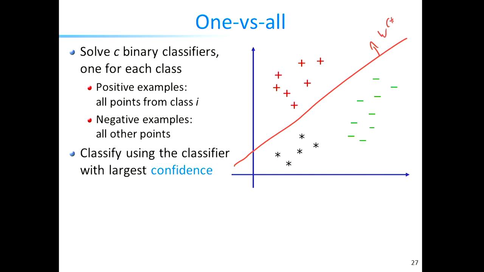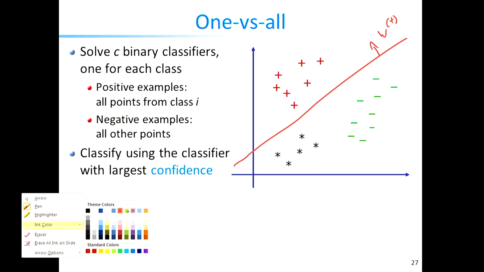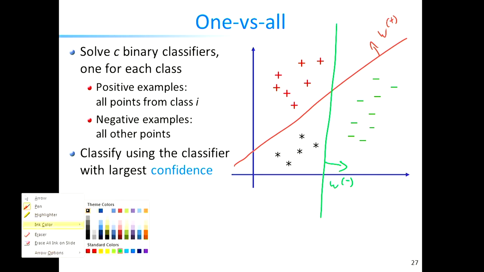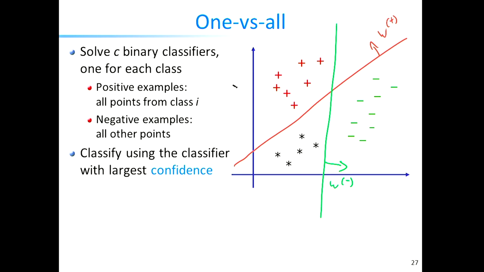Say, let's call it W plus. It's related to this class. Then we might do the same thing for the minus, this class here. So this is W minus. And last, we would have a classifier for our stars, which is maybe down here, which tries to tell the stars from everything else. Okay, so that's basically the idea.